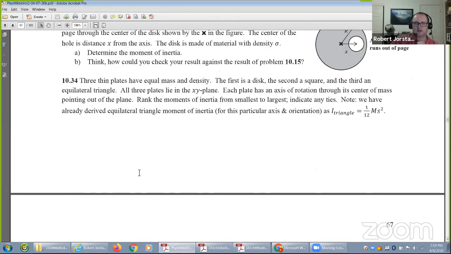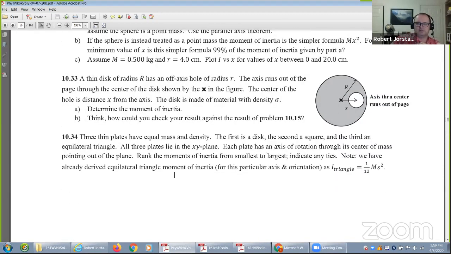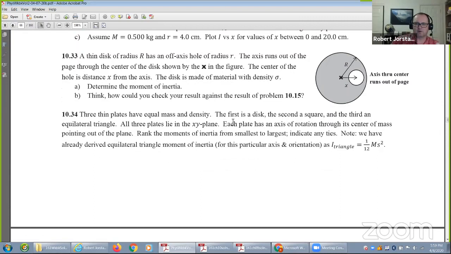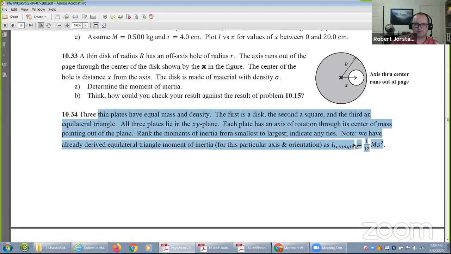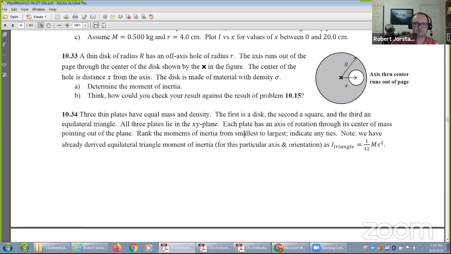Okay, I didn't even want to read this one. Let's see. That's cool. Okay, rank. Oh yeah, that's kind of fun. That's more of a conceptual rank-them problem.